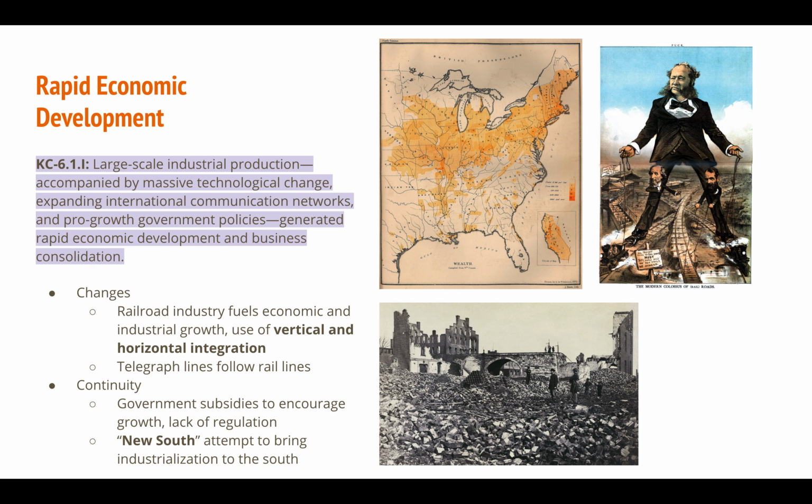Large-scale industrial production accompanied by massive technological change, expanding international communication networks, and pro-growth government policies generated rapid economic development and business consolidation. So the consolidation that we see, this is the new change. We have vertical and horizontal integration. It begins in the railroad industries and then it moves on to other areas, to where you will finish up with trusts in every single industry. Telegraph lines will follow the rail lines that are being put down.